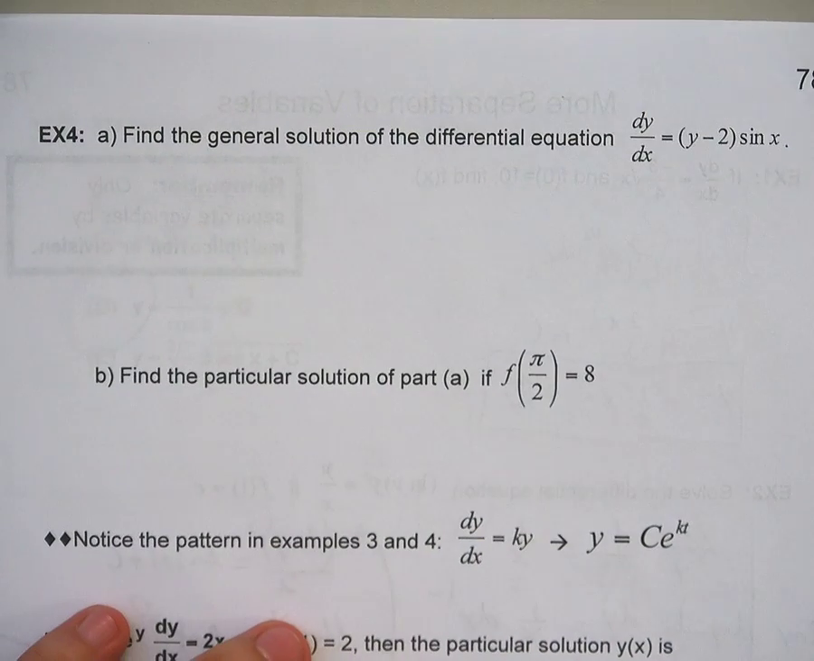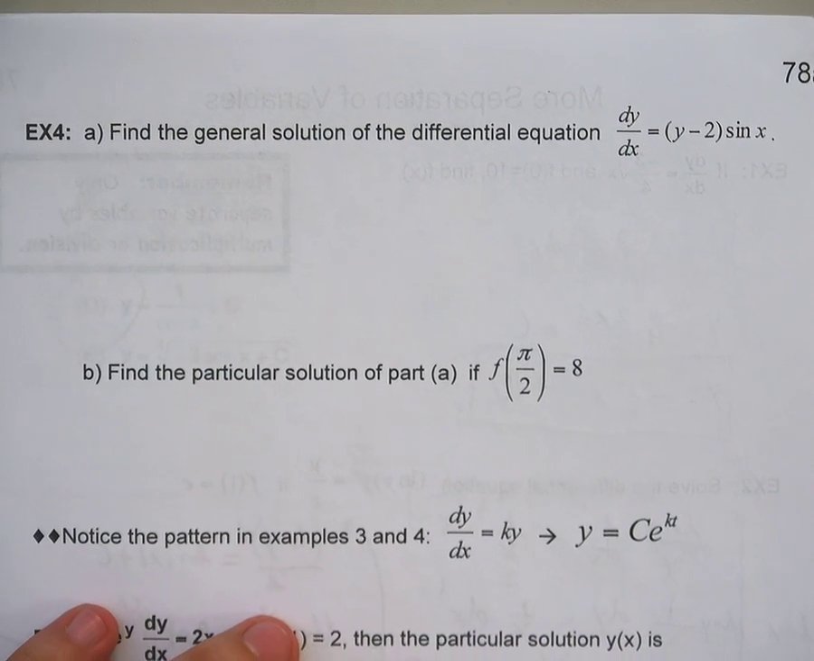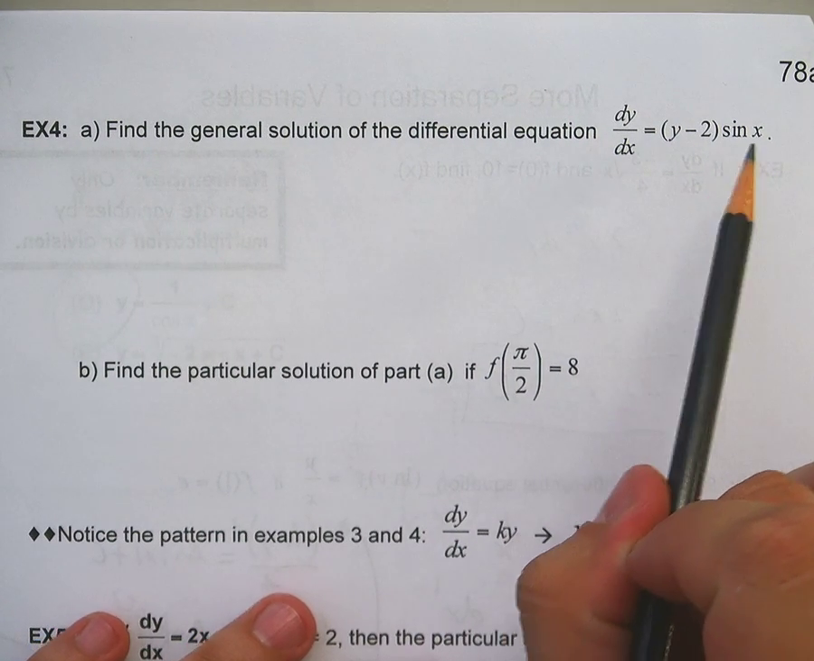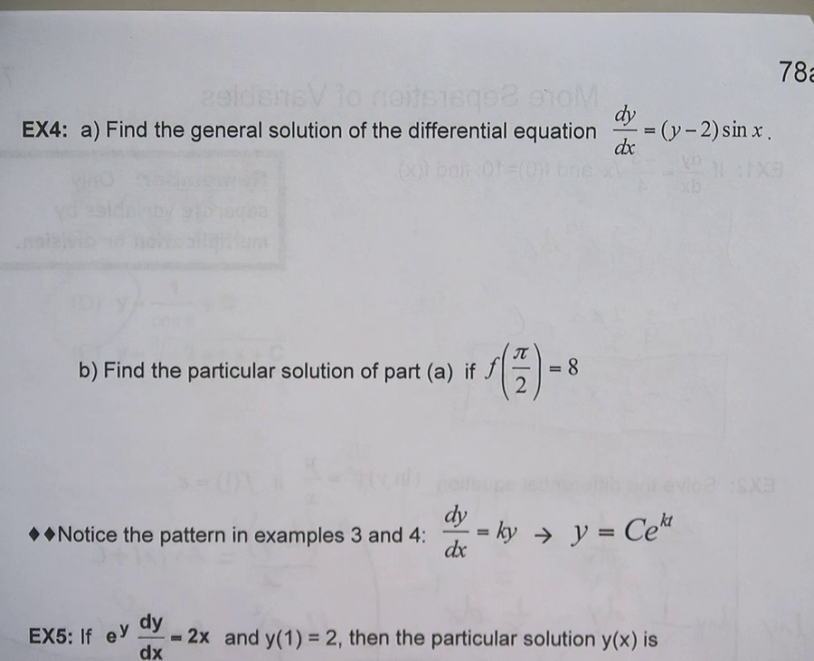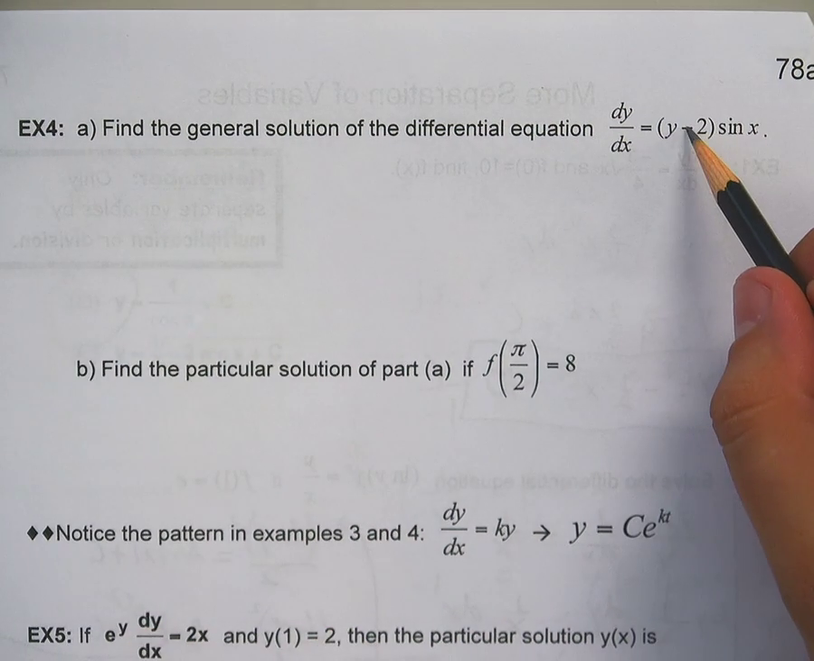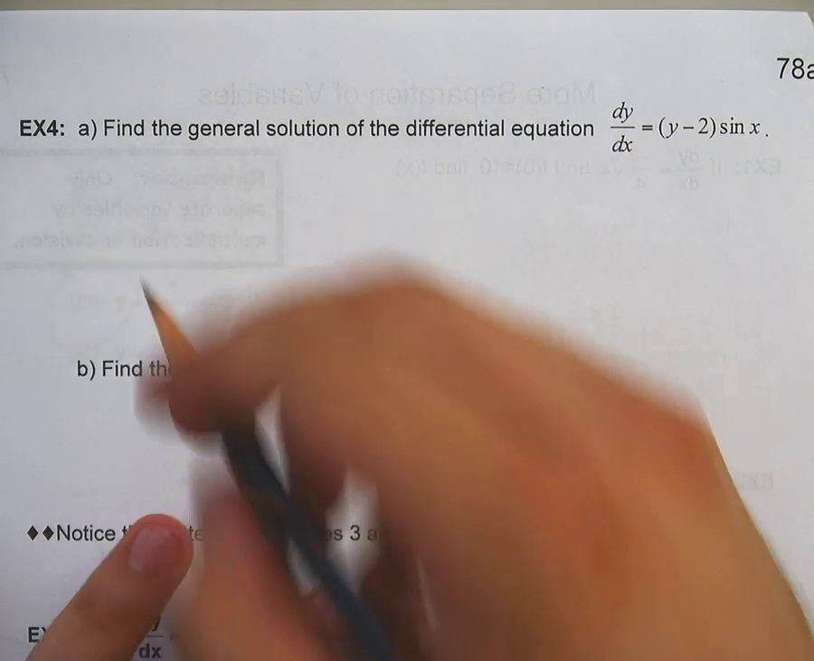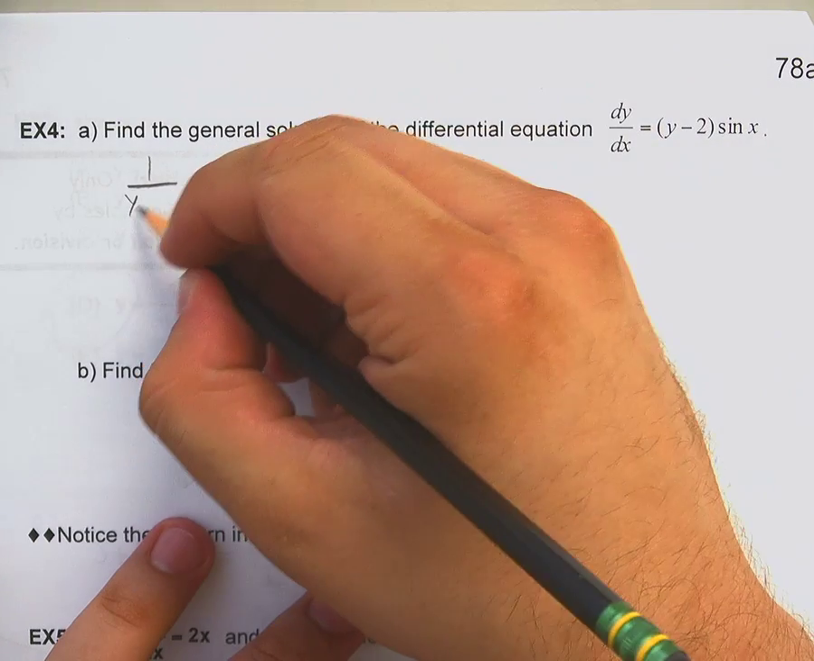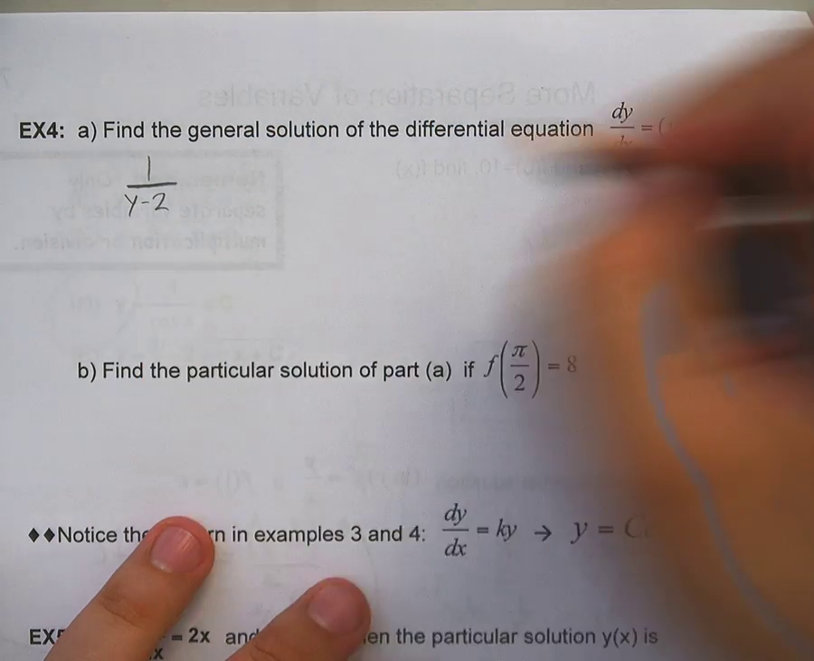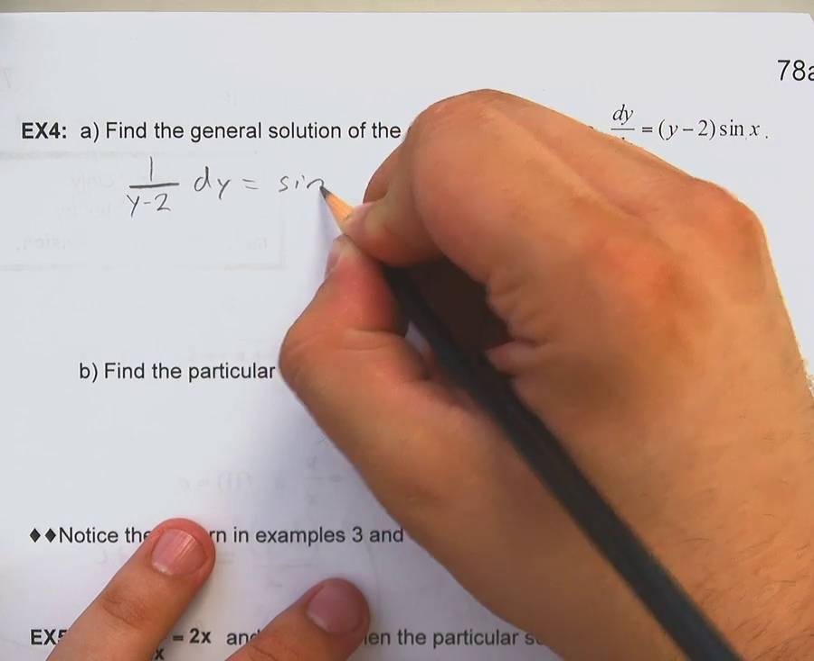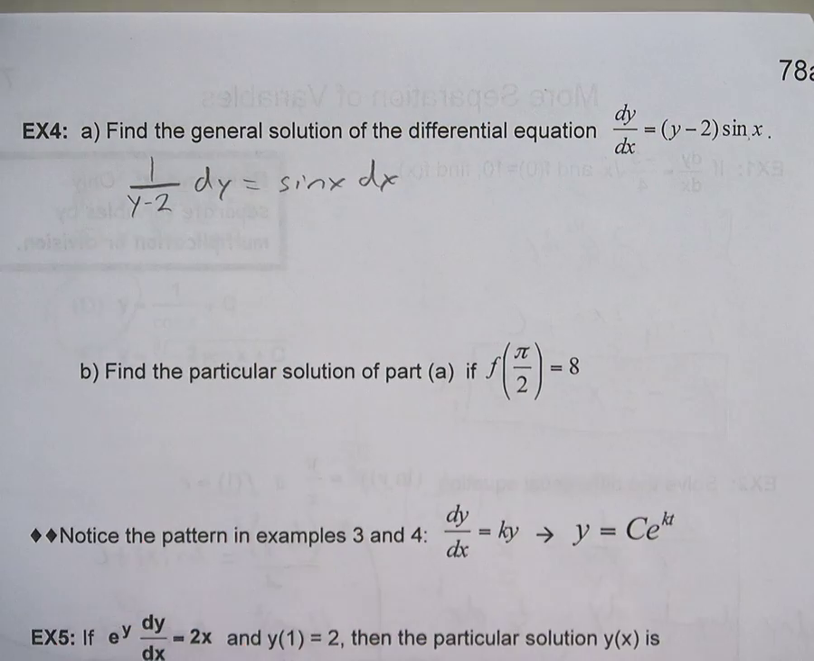Moving on. Example 4. Good stuff here. Find a general solution for the differential equation dy over dx equals y minus 2 sine x. First, y minus 2, I'm going to leave them together. Why not? Let's move these guys over here. Move dx over. I'll have 1 over y minus 2 dy is equal to sine x dx.